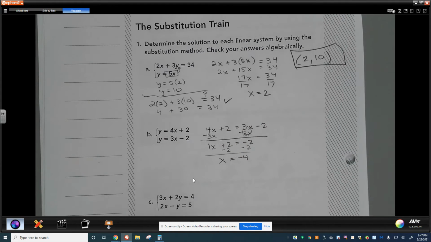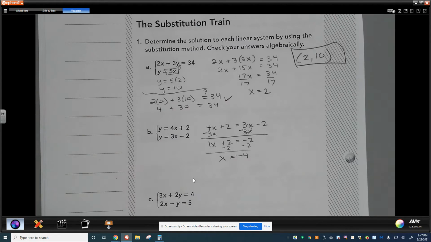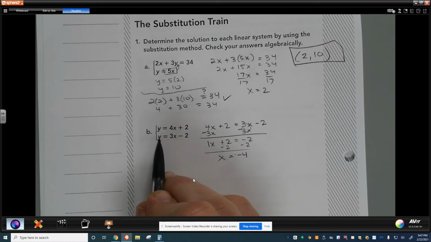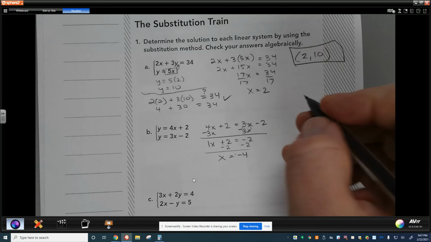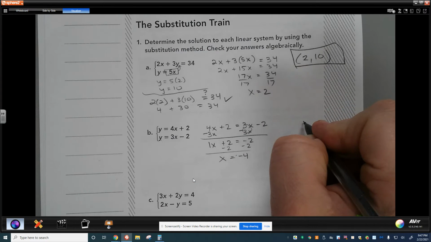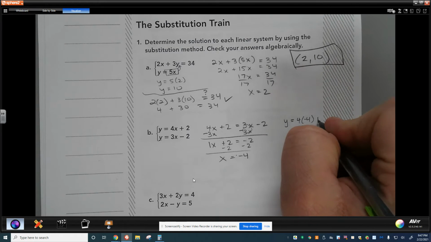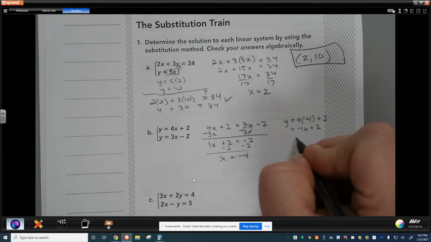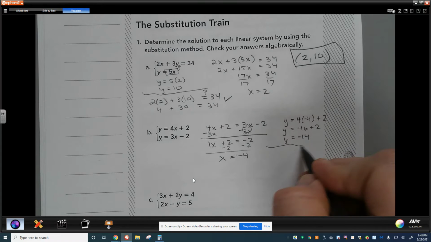Once I know what x is, I can go ahead and substitute into these equations. Now what I'm going to do is substitute for both equations. And when I substitute negative 4 into both equations, if y comes out to the exact same value, meaning if these expressions simplify to the same value, then I know that I have my solution. So we'll go like this. We have y is equal to 4 times negative 4 plus 2, which is negative 16, plus 2, which tells me that y is negative 14 for the first one.